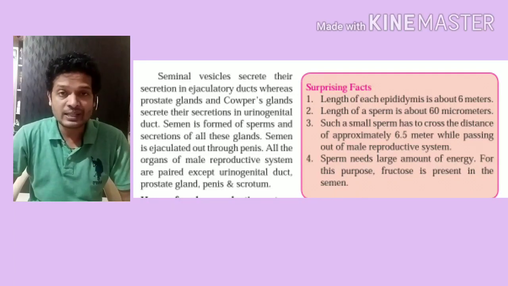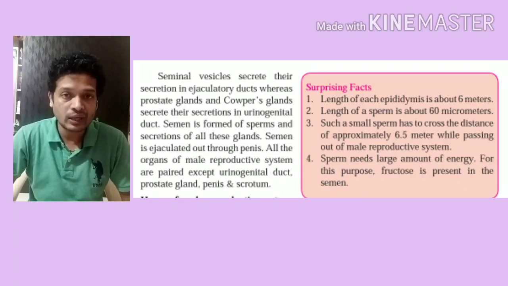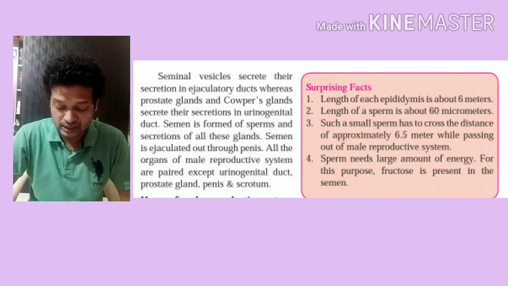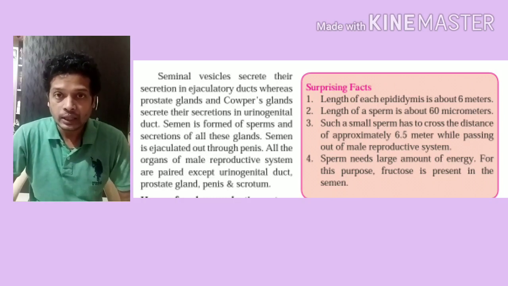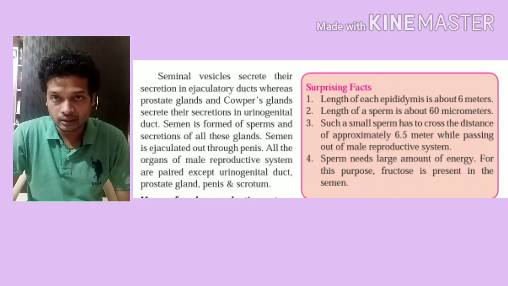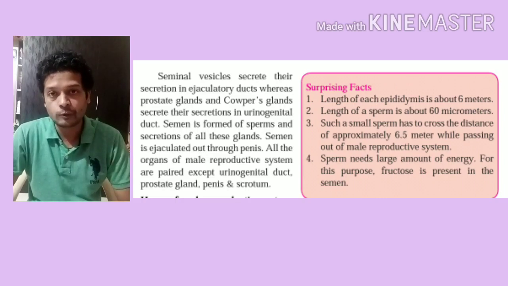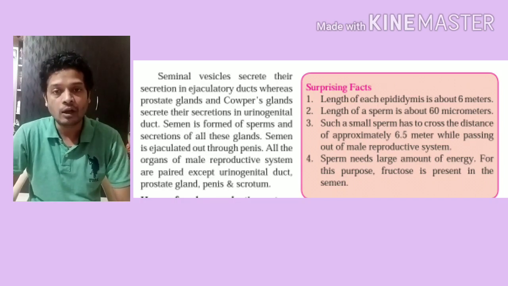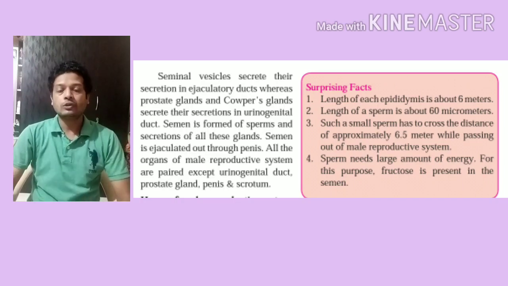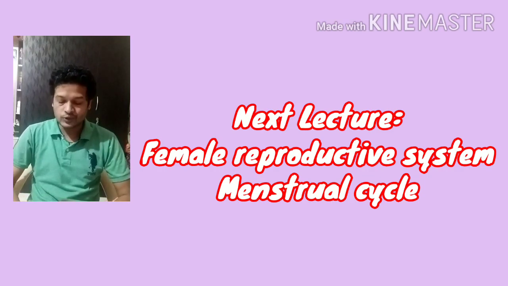You have 'Surprising facts', which is for self-study. You can read it for yourself. Those are some interesting facts. Now these were the ejaculatory duct and the other male reproductive system parts. And we also have the penis, which is a copulatory organ, which helps to insert the sperms into the female reproductive tract for fertilization. So this was all about the male reproductive system.